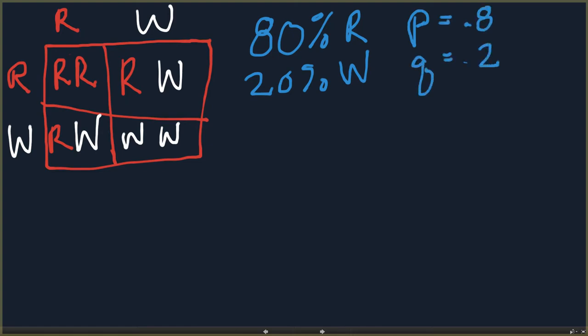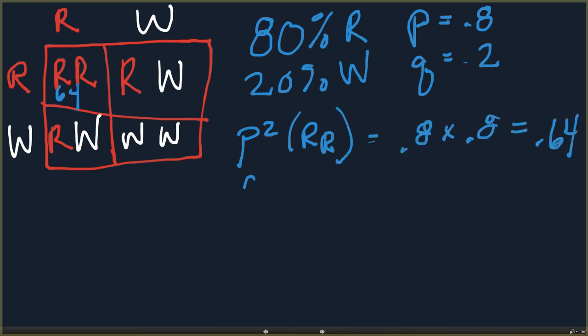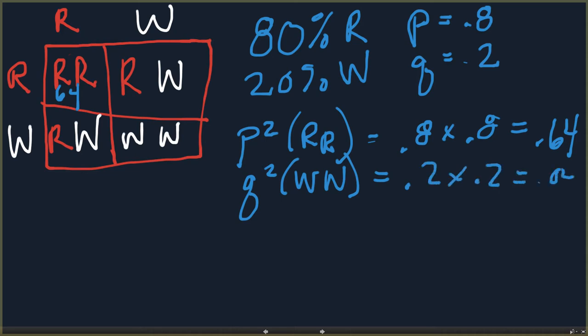We then could figure out the frequency of each combination. We have our p², that's going to be RR, that would be 0.8 times 0.8, giving us 0.64. This would be 64% of the population. We then can find our q², which is going to be our WW, that would be 0.2 times 0.2, giving us 0.04. This is 4% of the population.